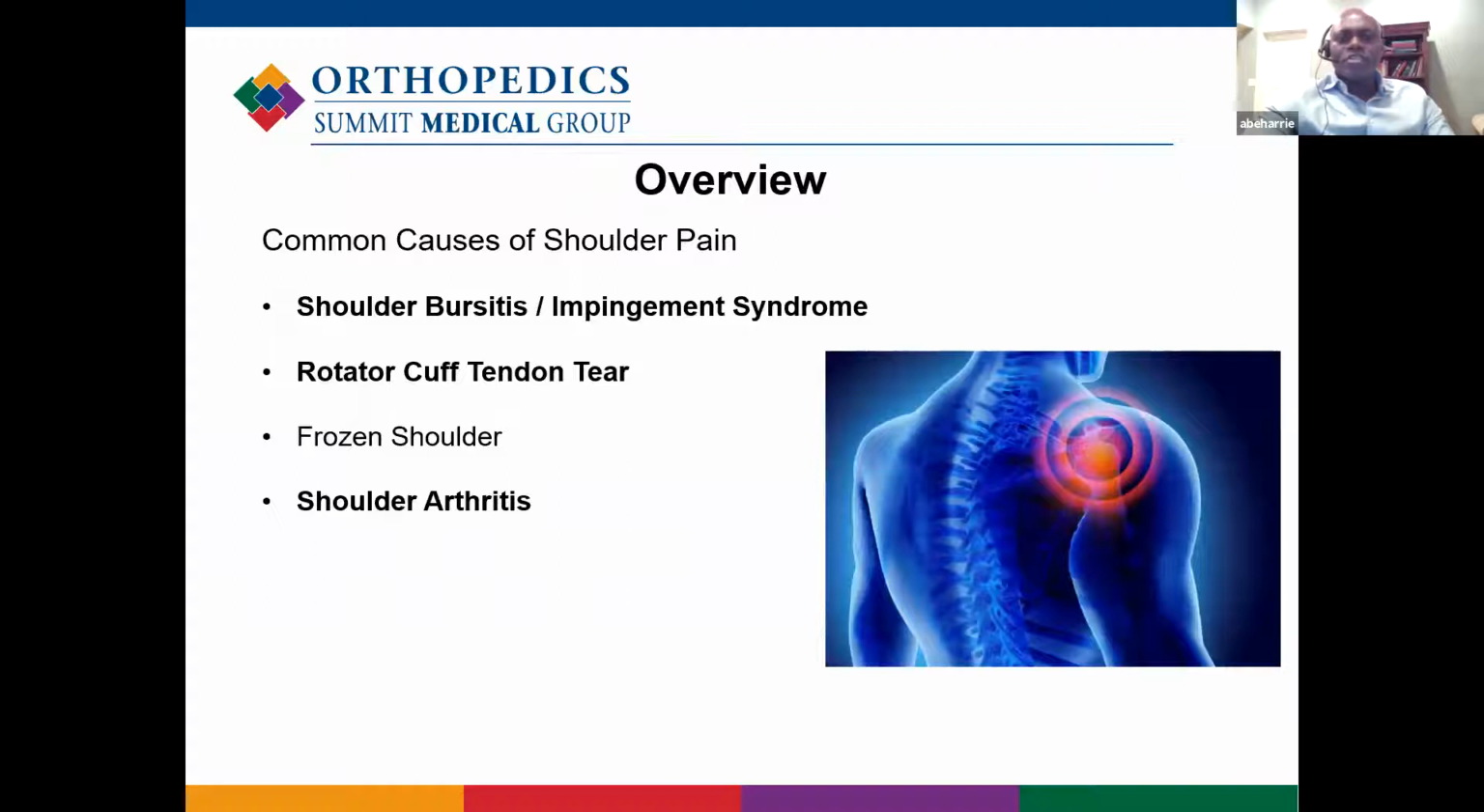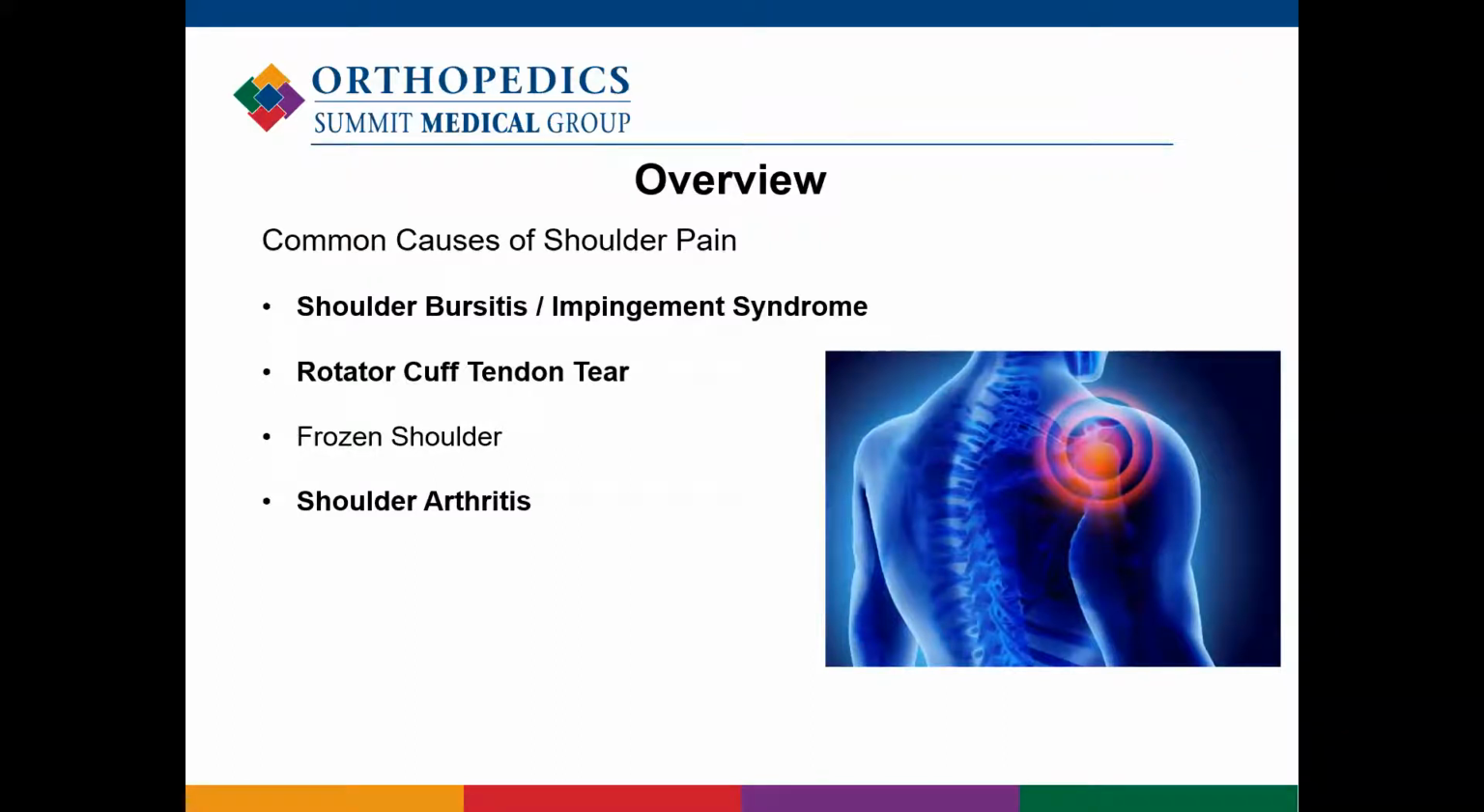As an overview for this talk, I just want to highlight some of the common causes of shoulder pain that patients will present with. Probably the most common is shoulder bursitis, also referred to as impingement syndrome. We also have rotator cuff tears, frozen shoulder, and shoulder arthritis. I'll focus on the first two as well as the last because they can all be related on a spectrum of symptoms that patients will present with.